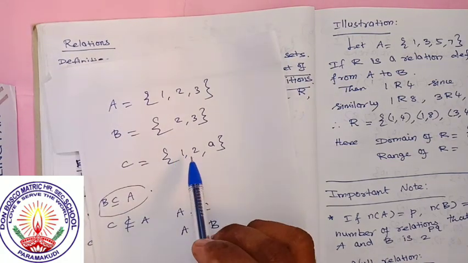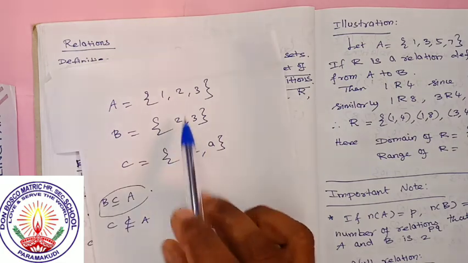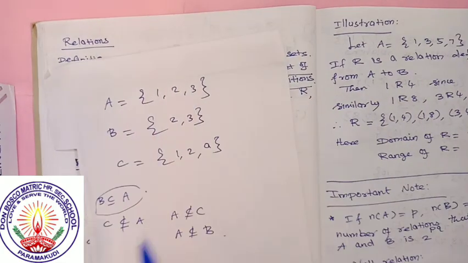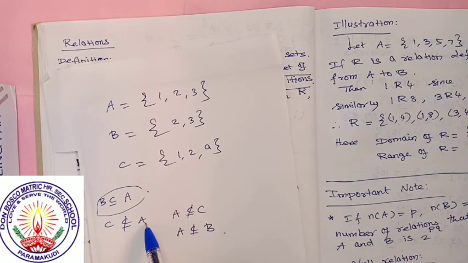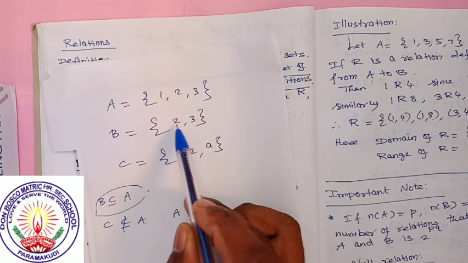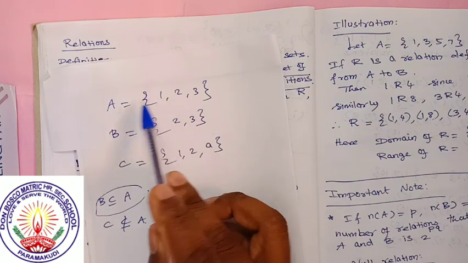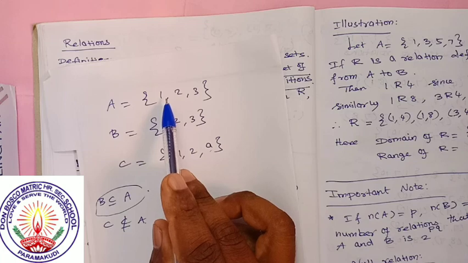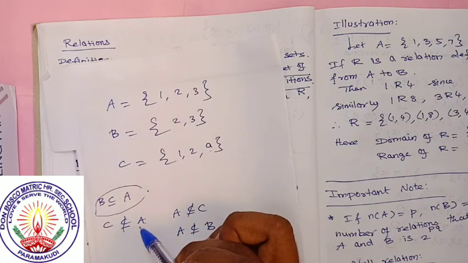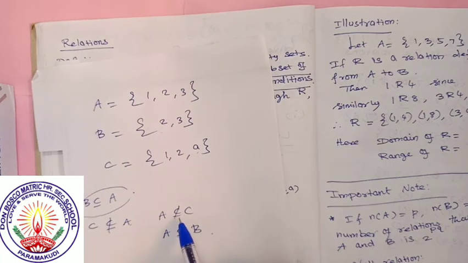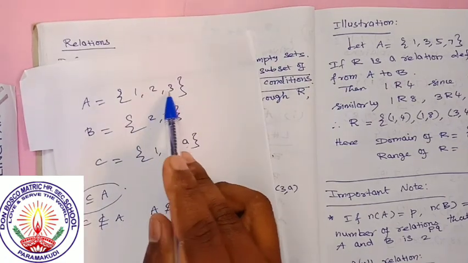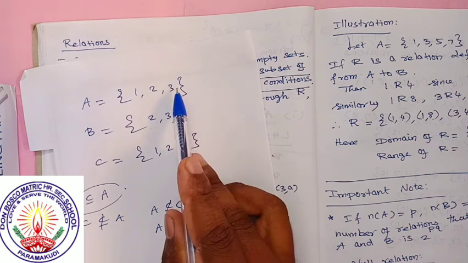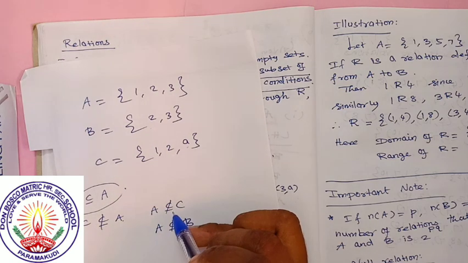Like that, if you see the elements of C, 1, 2, and here the element a is not in capital A. Therefore, C is not a subset of A. But in B, all the elements are also elements of capital A. Here the element a is not an element of capital A. Therefore, C is not a subset of A. Like that, A is also not a subset of C, since among the elements 1, 2, 3, the 3 is here, but there is no 3 in C. Therefore 3 is not in C, so A is also not a subset of C.